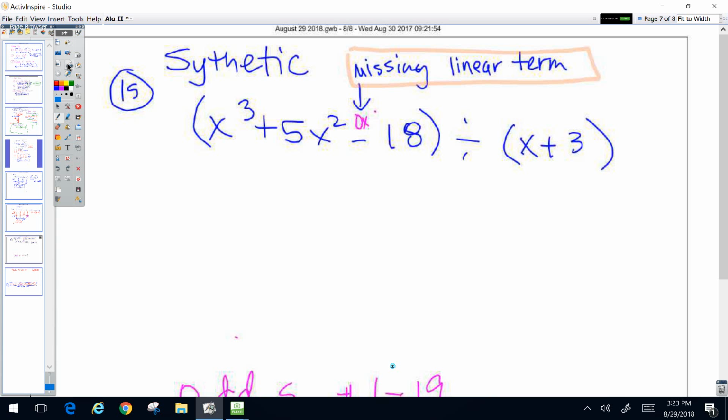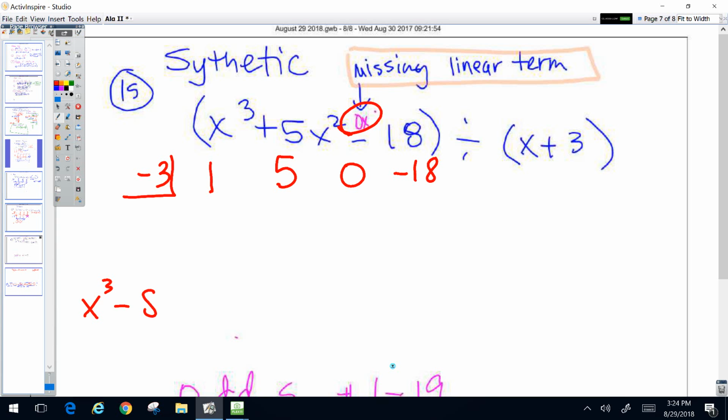So to set up this problem, the -3 would go there, the 1 would go here, the 5 would go there, but because I'm missing the plain x, a 0 goes next to represent that linear term. And then finally, -18 is my constant. Anytime you're missing a degree, sometimes you might be missing several degrees. Like if I gave you x cubed minus 8, we would have a 1 for the cube, there's no squared, there's no plain x, and then -8. Do you see how that works?